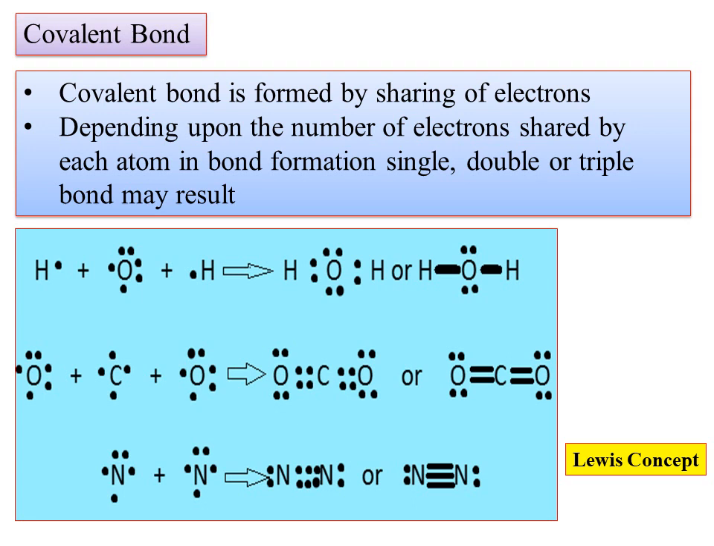I told you there are different theories put forth in order to understand the covalent bond. The first theory was the Lewis concept. According to this concept, the covalent bond is formed by sharing of electrons. Depending upon the number of electrons shared by each atom in a bond formation, a single, double or triple bond may be formed. For example, we have taken a simple example of water. In water, you have 2 hydrogen and 1 oxygen.